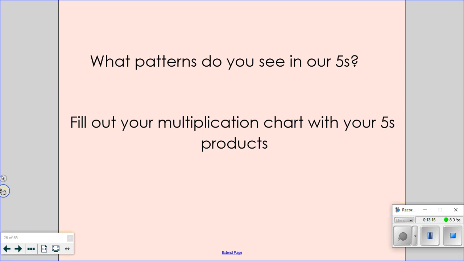Let's turn back and fill out our multiplication chart. Go ahead and grab your mini multiplication chart. Flip back.